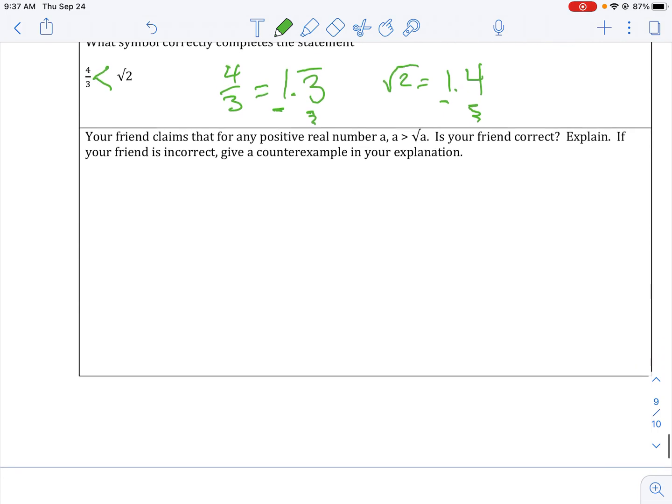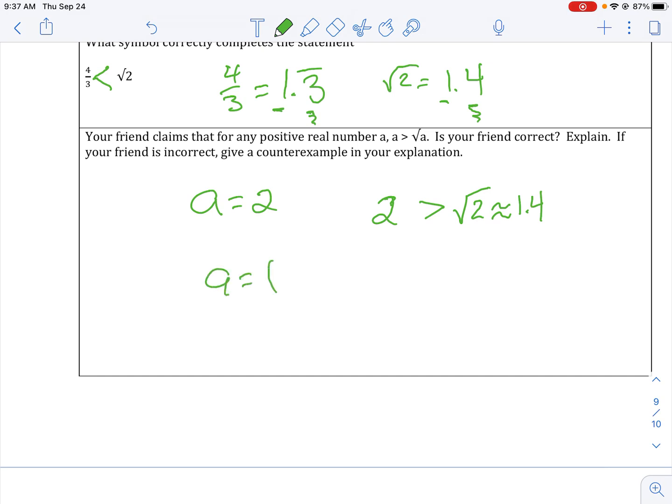Your friend says that for any possible real number a, a is always going to be greater than the square root of a. Is your friend correct? Well, let's say a equals 2. Your friend says 2 is going to be greater than the square root of 2, which is approximately 1.4, which we did just there. So right there, your friend is correct.